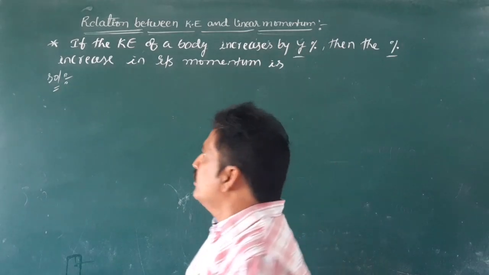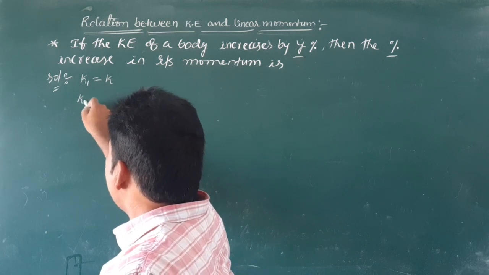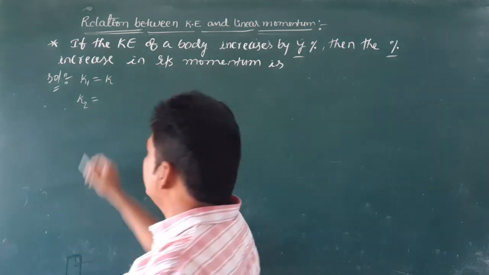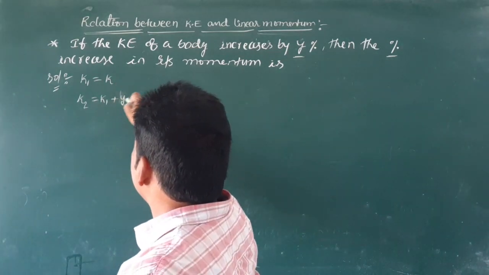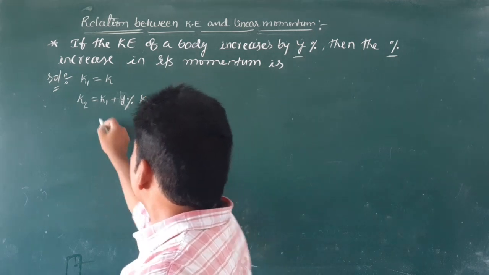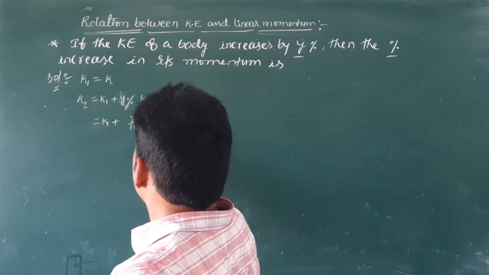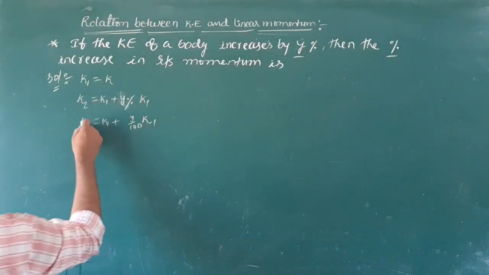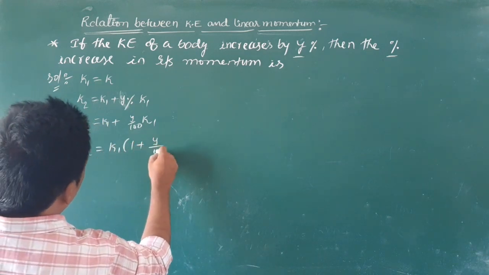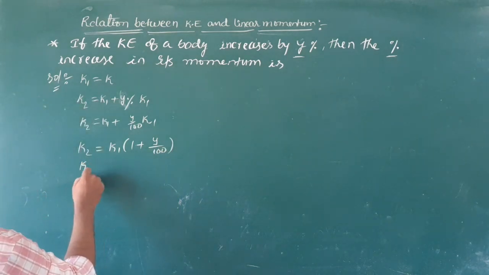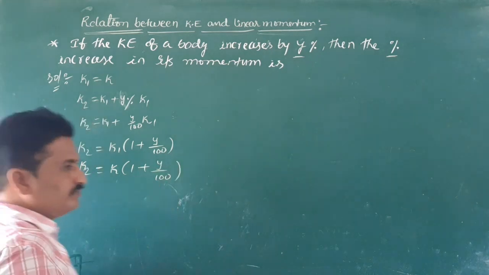Initial kinetic energy K1 is equal to K, students. Final kinetic energy is equal to K1 plus y percentage of K1. That means K1 plus y by 100 into K1. Taking K1 common, we get K1 of (1 plus y by 100). K1 means K, so K2 is equal to K of (1 plus y by 100), students.